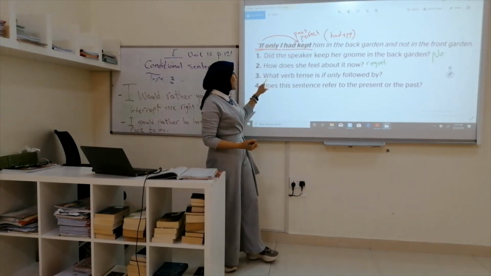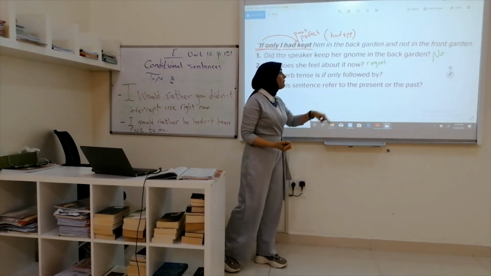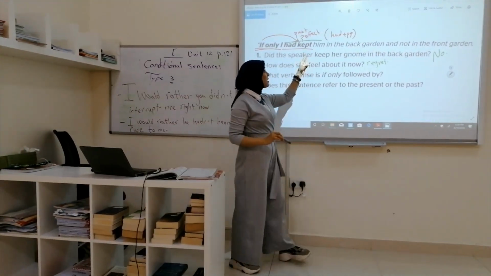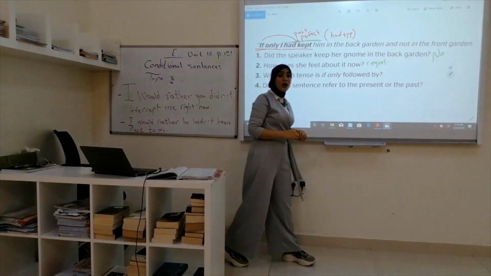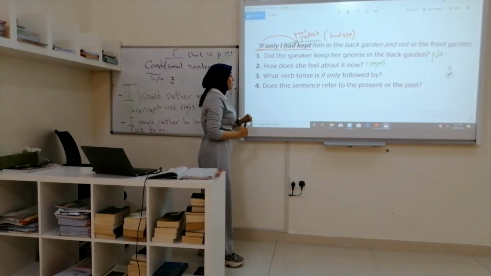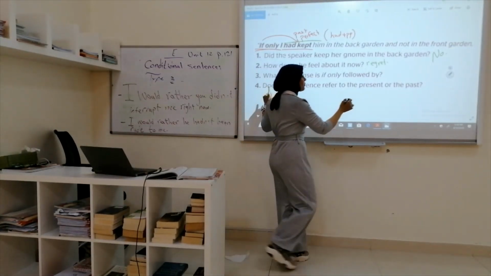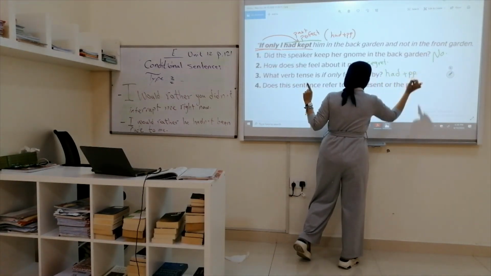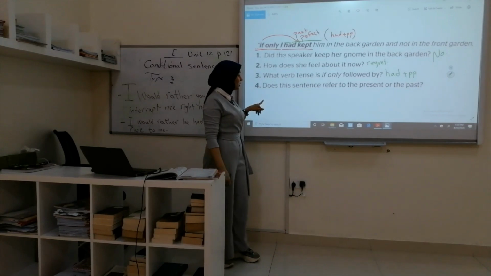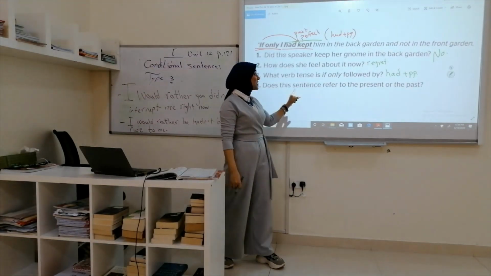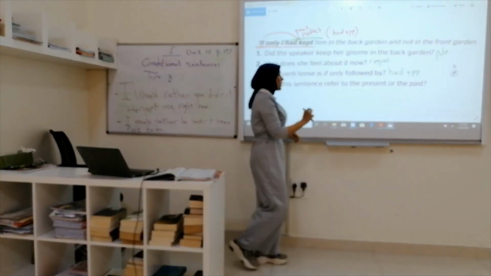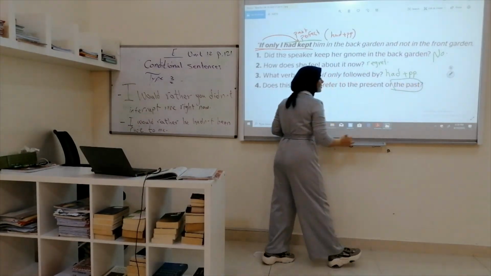Number three, what verb tense is if only followed by? I said it is past perfect. What is the past perfect? It is had plus PP, or the third form of the verb. So it's followed by had plus PP, or the past perfect. Number four, does this sentence refer to the present or the past? Yes, great, it refers to the past.